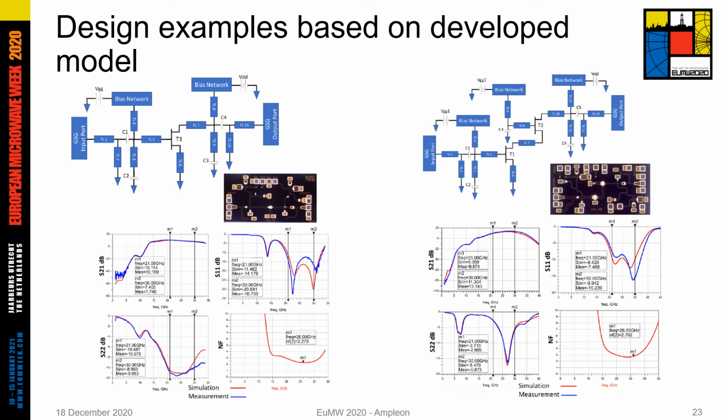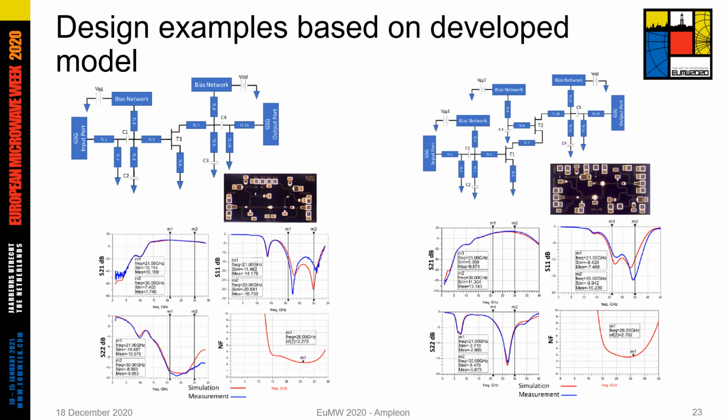To really end, I give you some examples. These are two LNAs designed in common source and cascode structure, common source common gate structure, in gallium nitride technology, which you can see here. The blue curve is the measured result, and the red one is the simulation result. You see that the simulation, thanks to a good model, can capture the performance very well from DC up to even 50 gigahertz.